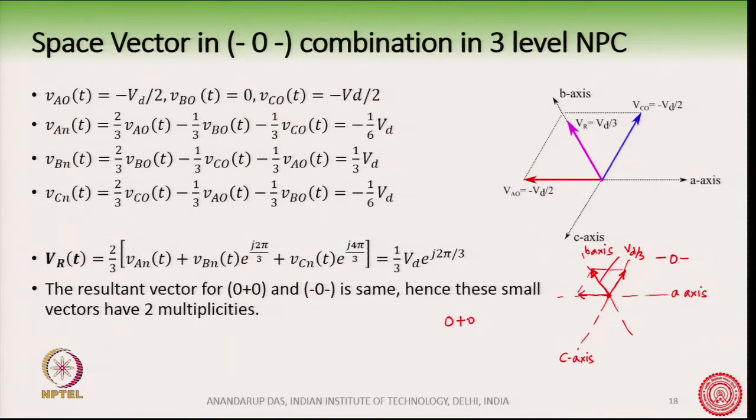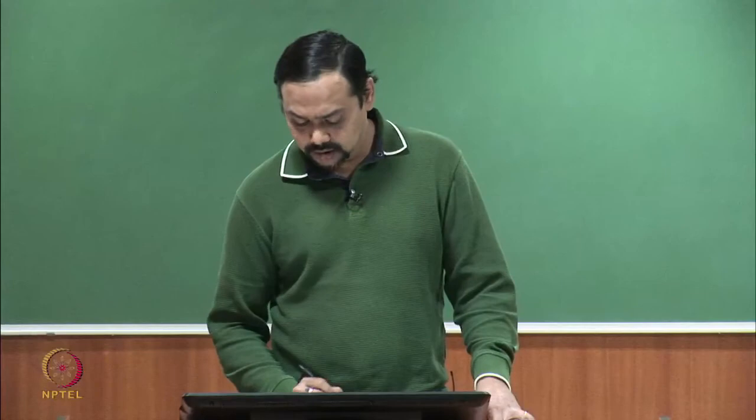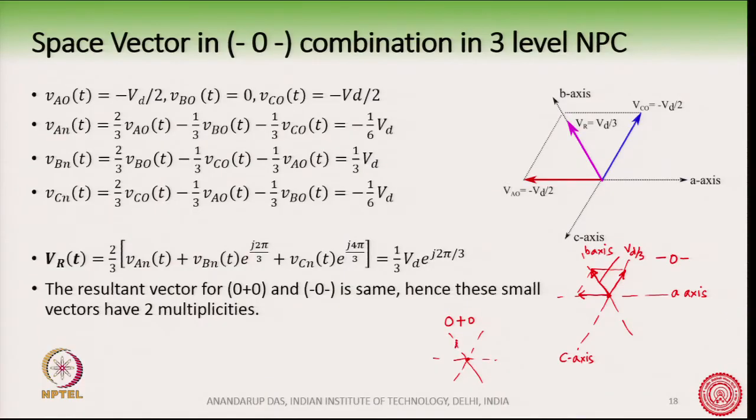0 plus 0 means on the A phase. So, again I draw the A, B and C phases. On the A phase there is no contribution. On the B phase there is a plus Vd by 2 combination, and on the C phase there is no combination.